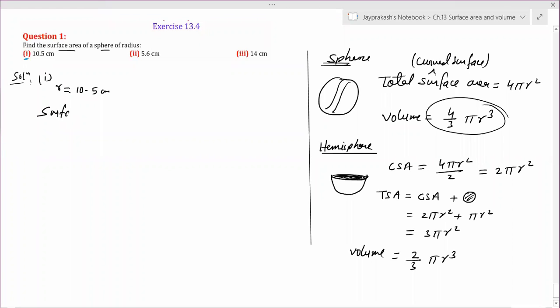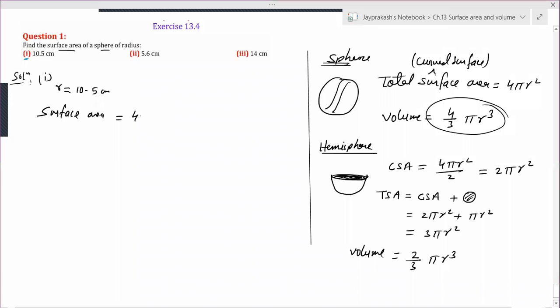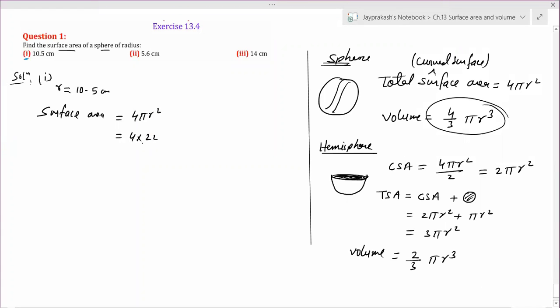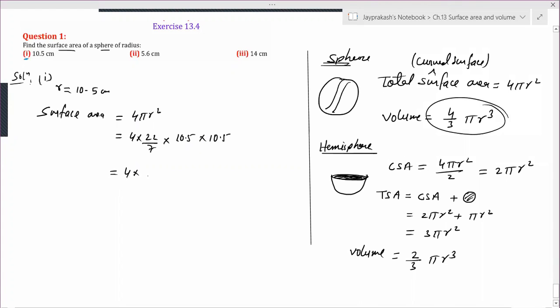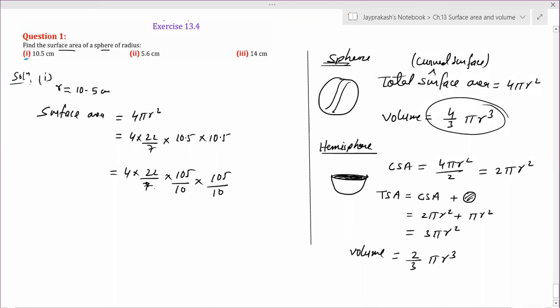So the surface area of the sphere is 4 pi r square. Now substitute the value: 4 into 22 by 7, then radius is 2 times, so we can write 10.5, 10.5. Now remove the decimal. It is 22 by 7, 105 by 10, again 105 by 10.